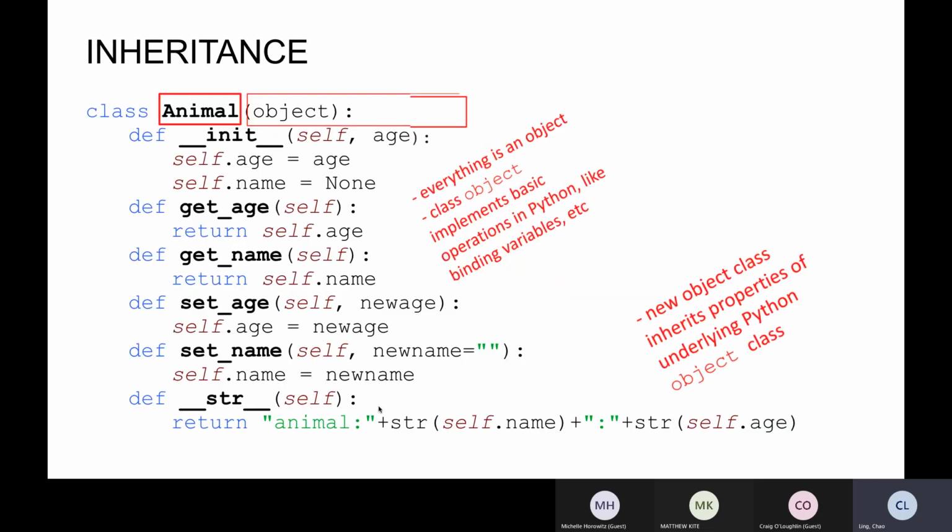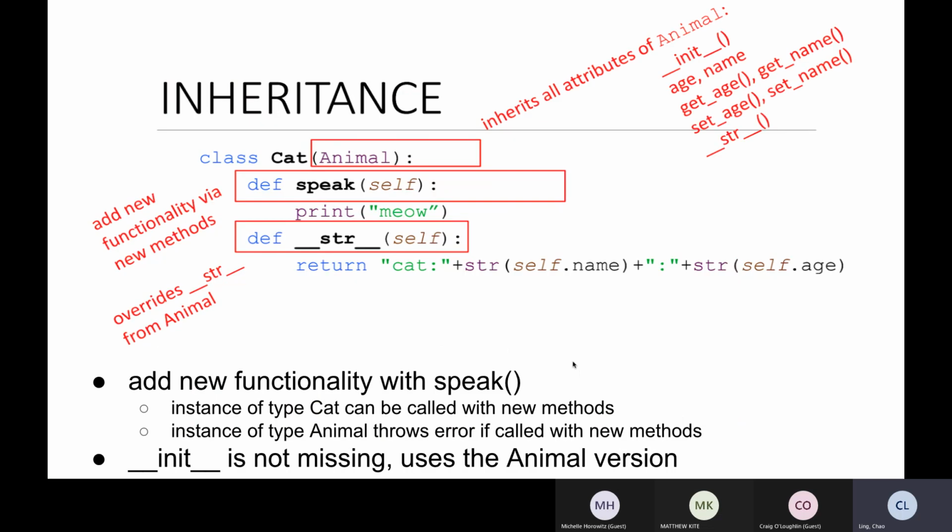So here is the example. Animal is a top level class, so that's why the parent is object. All classes have the parent object, very generic. I decided to define age and name. All animals have age and name. There's no immortal animal so far. You can have a getter and setter method and return a string. Animal is the name plus age. Okay, so that's a basic animal.